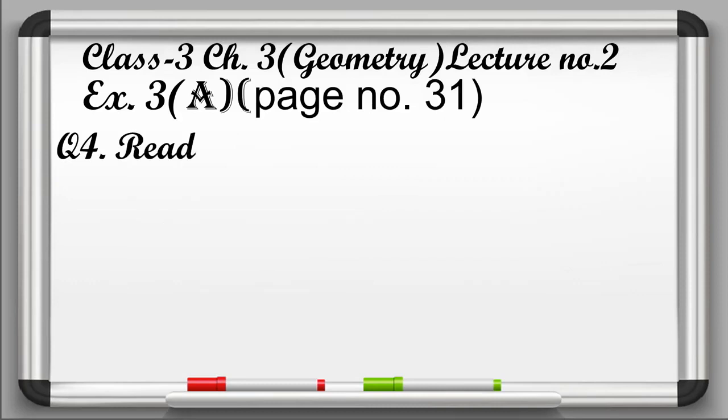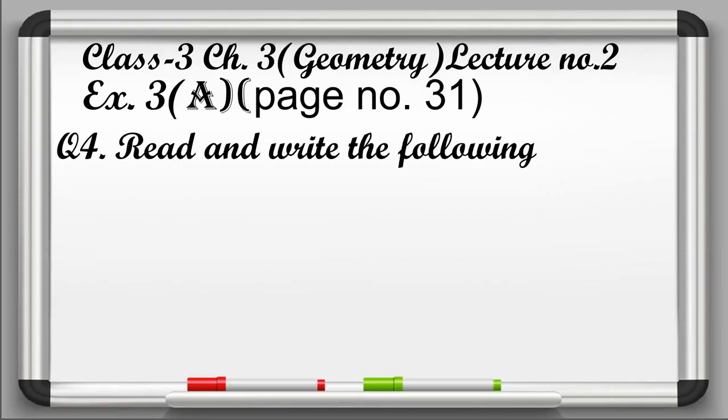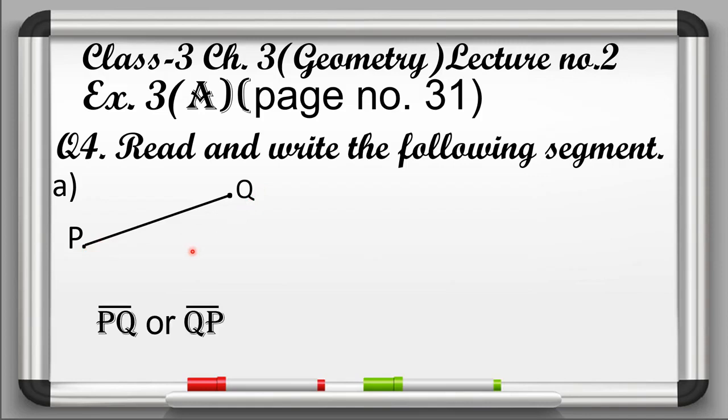Now beta, question number 4. It is given, read and write the following line segments. So here in A part, this line segment is given, and there are 2 points P and Q, and there is a line segment. So how we can read it? That is PQ line segment or QP. Both are correct. You can read it like line segment PQ or line segment QP.